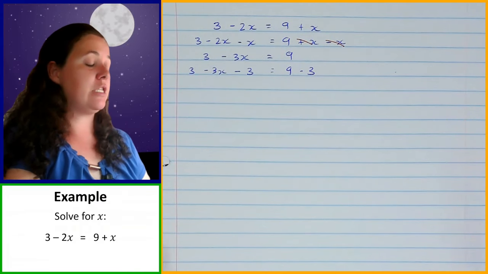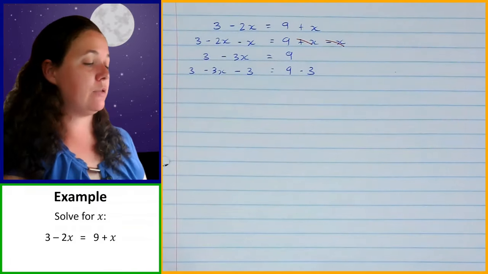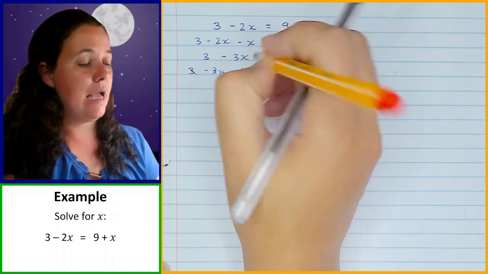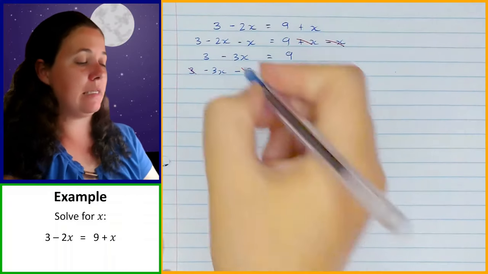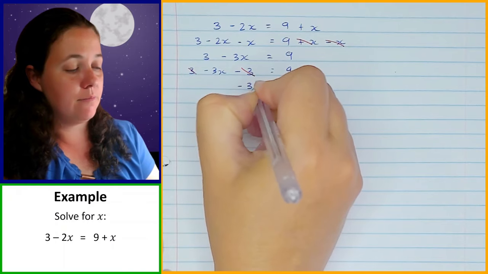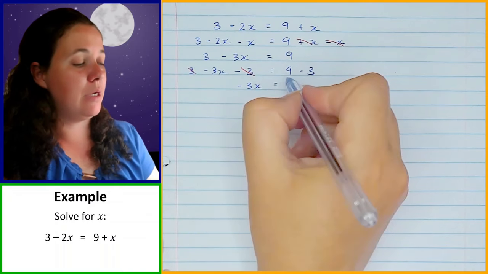Okay, so now I'm going to simplify that. The 3 and the minus 3 are going to simplify and cancel, and that leaves me with negative 3x on the left side of the equation, equal to 9 minus 3, which is 6.